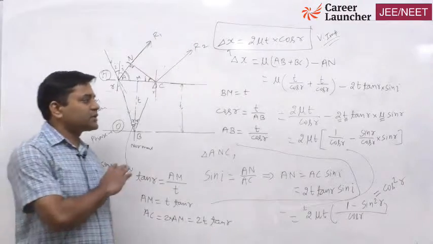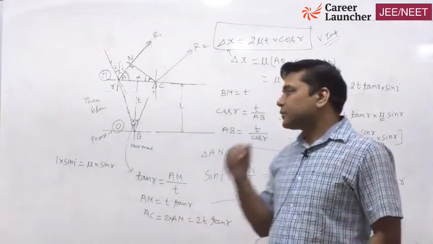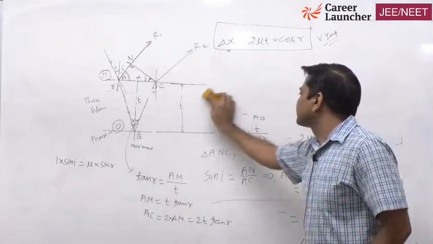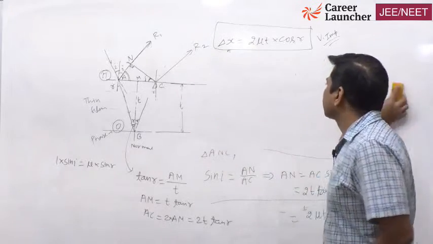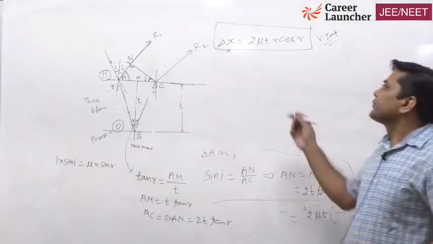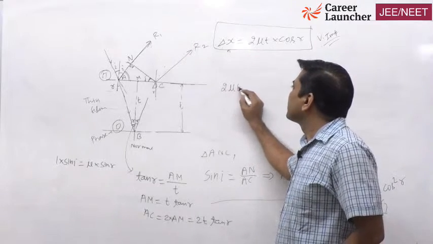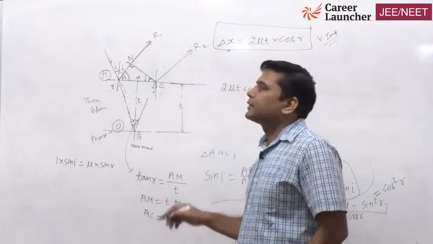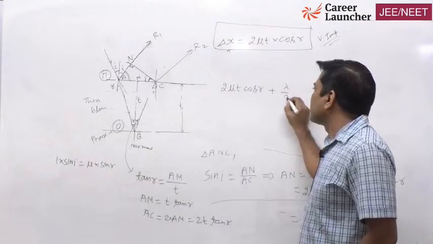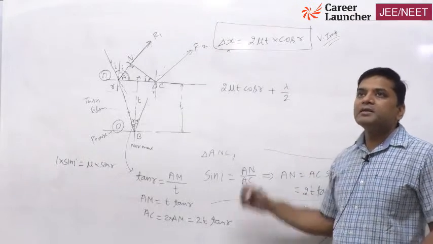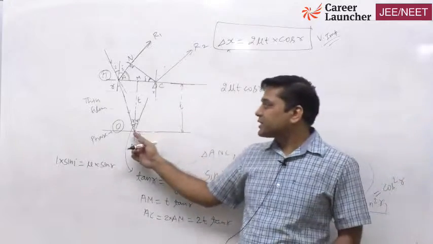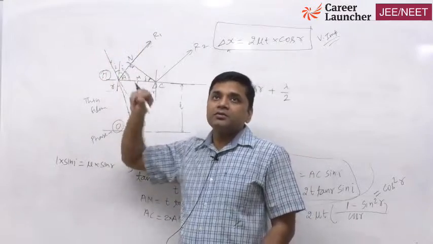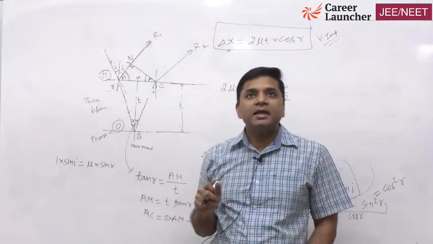Okay, all right. Did you understand this point? So now I'm going to write what is the condition for maxima and minima. So this path difference 2 mu t cos r, up to here, plus lambda by 2. Why am I adding this lambda by 2? Because here phase inversion has taken place, because the ray is coming from rarer to denser medium. So pi phase means equivalent path length is lambda by 2.